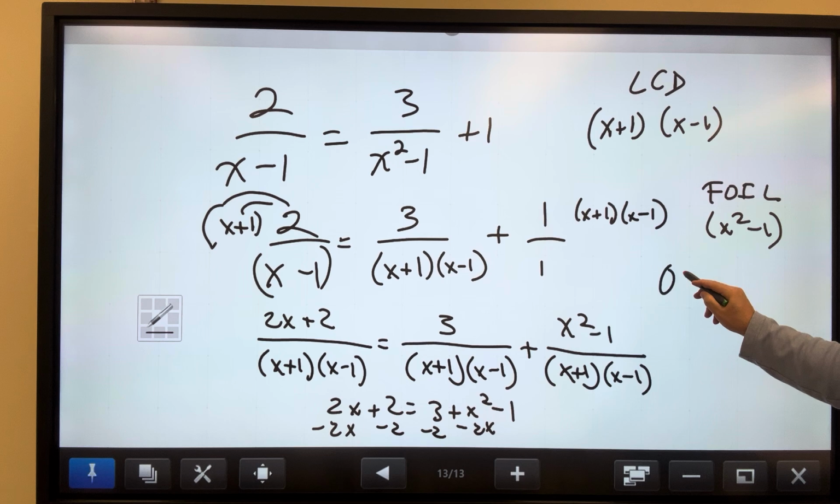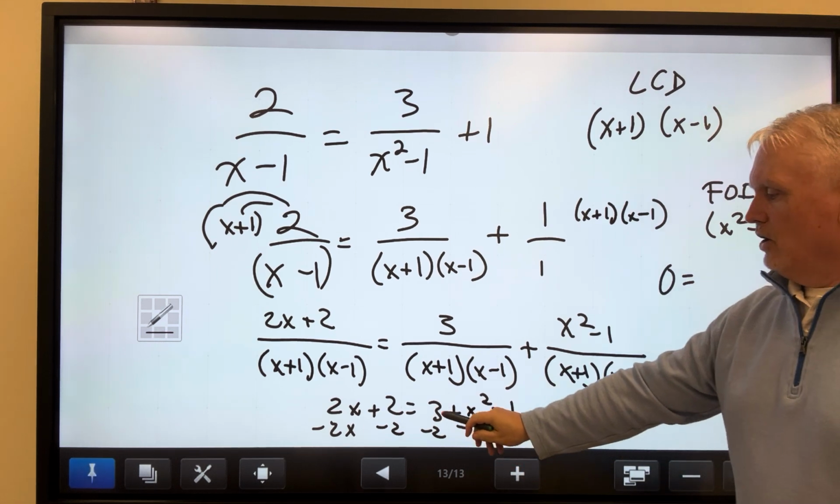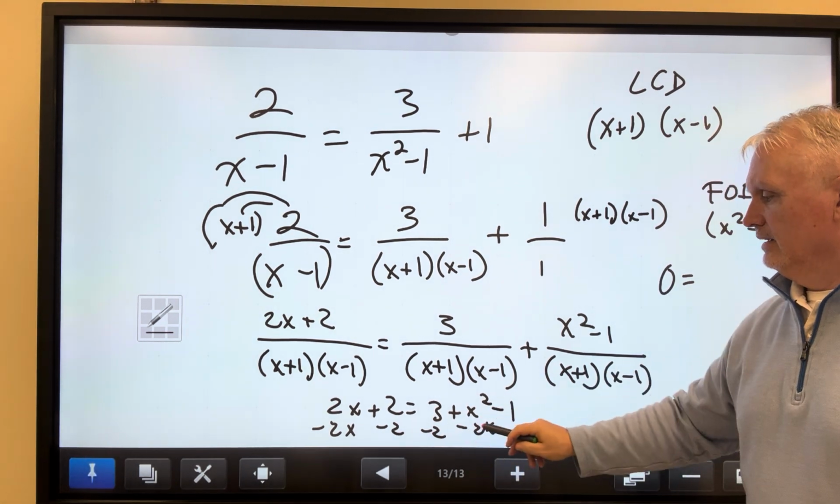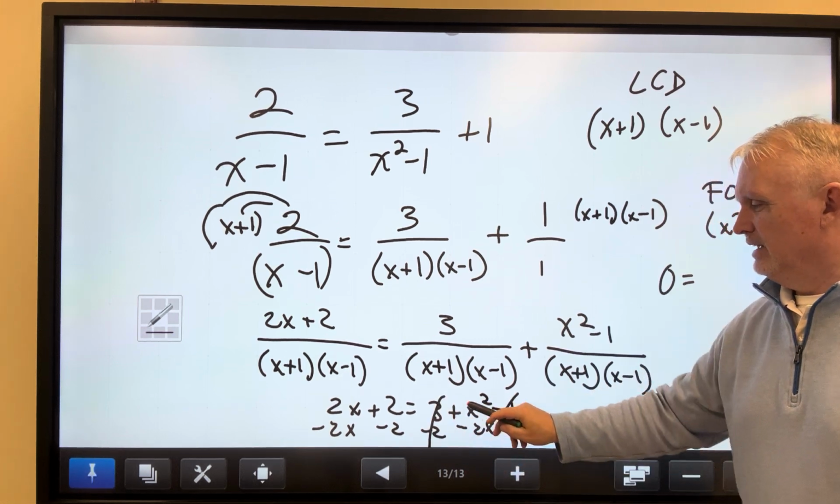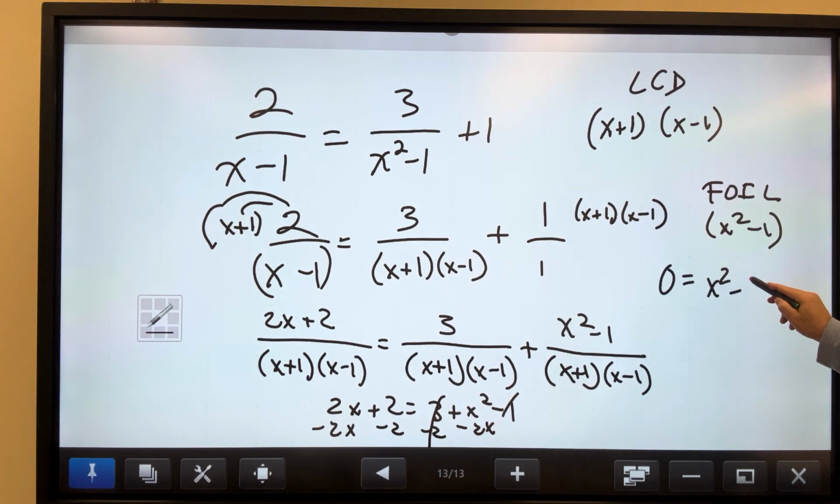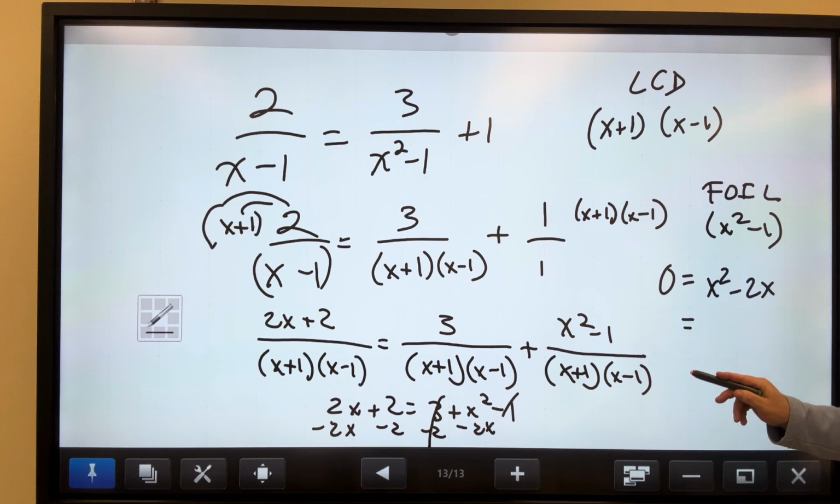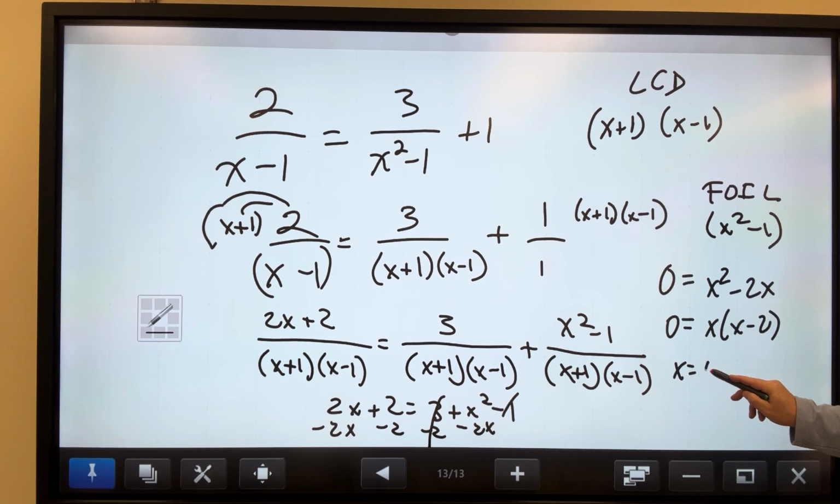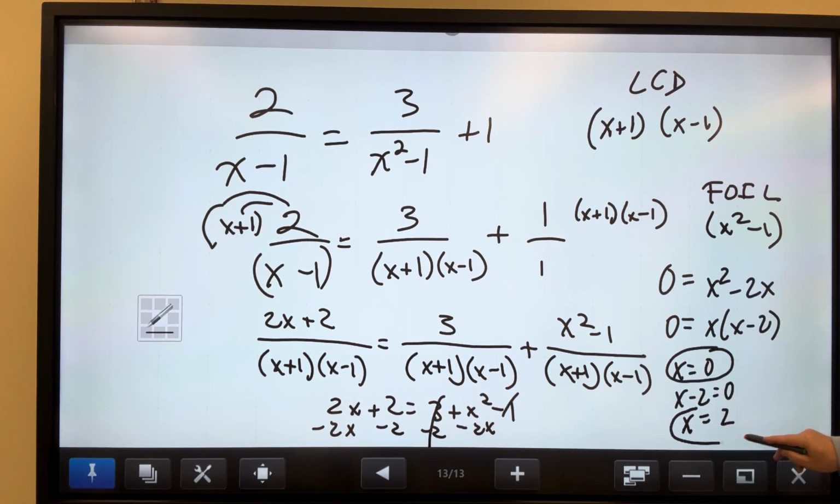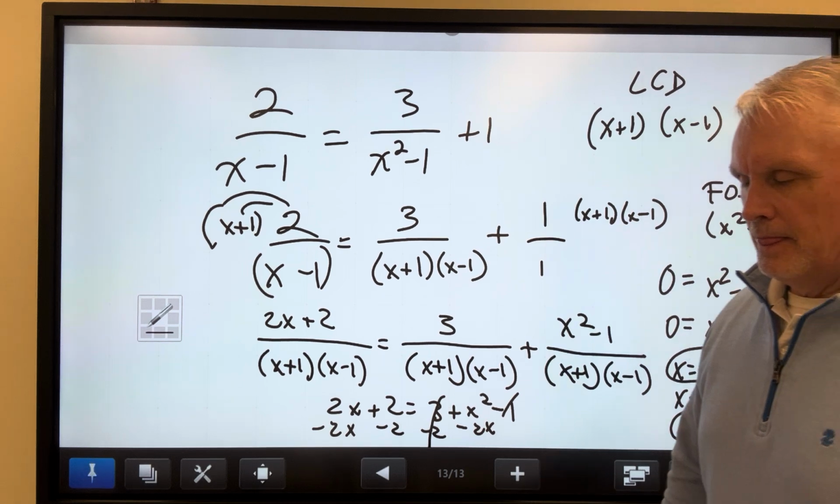So now I have 0 is equal to, well, by the way, 3 minus 2 is 1, 1 minus 1 is 0. Those cancel out. And I have x squared minus 2x. Factor out an x, and I'm left with this. Set them each equal to 0. x is equal to 0 and x is equal to 2. Okay?